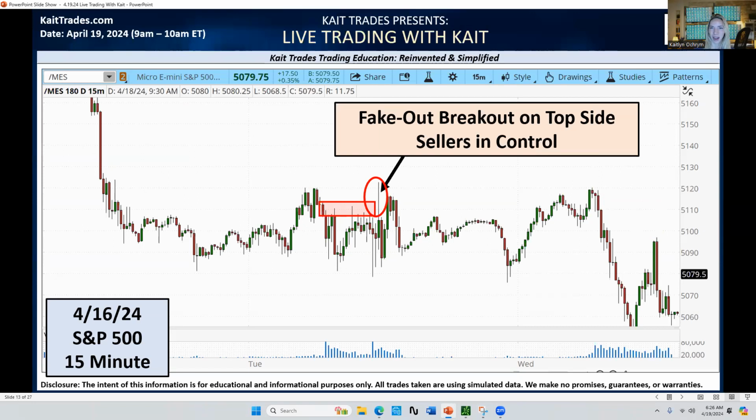And then Patrick mentioned this one before too. Another odds enhancer over here, if you can find a fake out breakout, that shows you who's in control at that point.